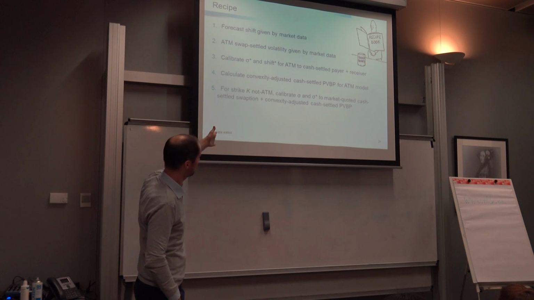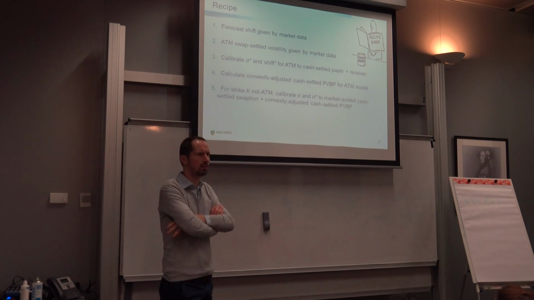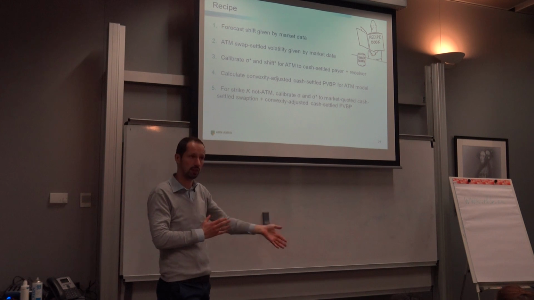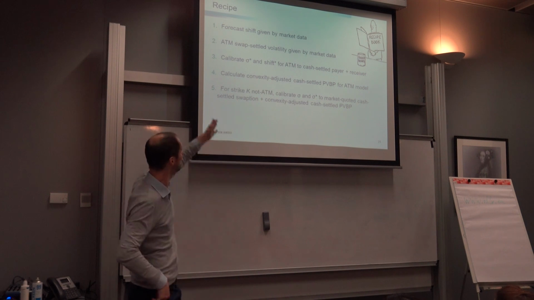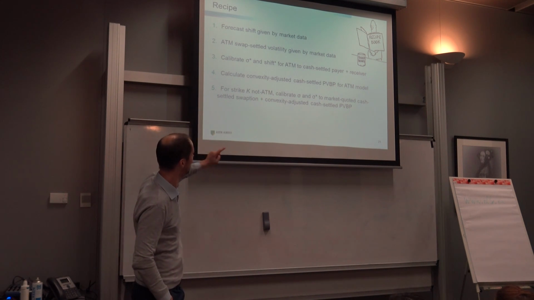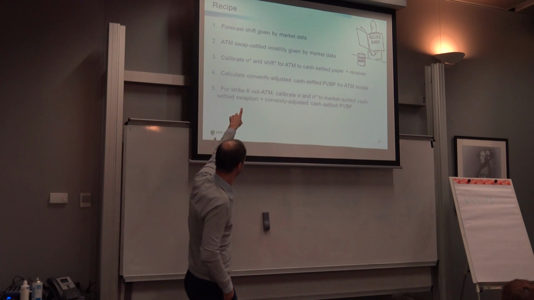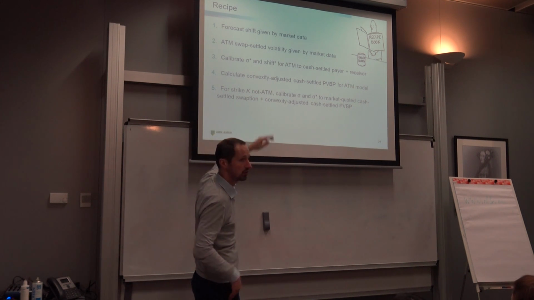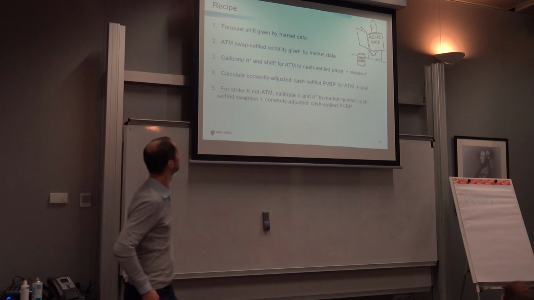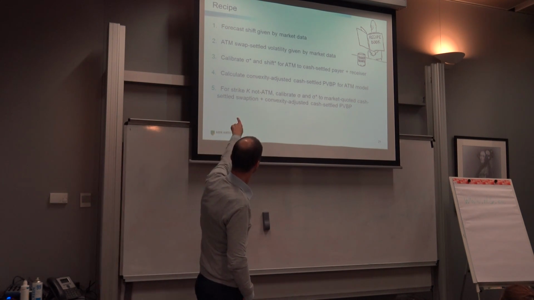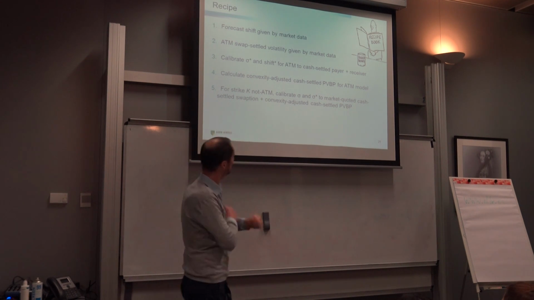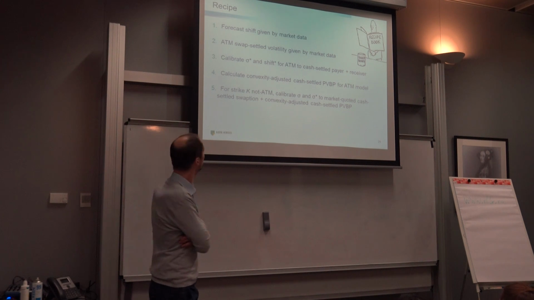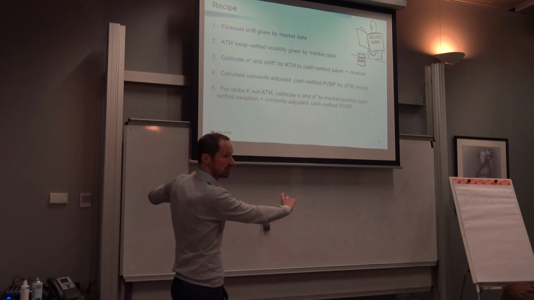And this recipe is also available in Python code that we put on GitHub. When you run this Python script, it will exactly go through this recipe. And for the calibration of this discount volatility and discount shift, it uses a root finder. So it's quite easy. Then, when we've done that for the at the money model, we can calculate the convexity adjusted cash settled PVP. And that gives us all our cash settled prices, both payer and receivers, for all strikes.